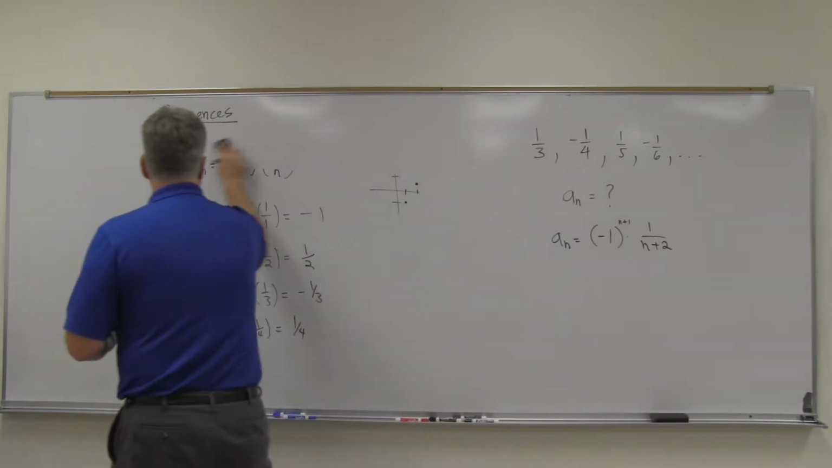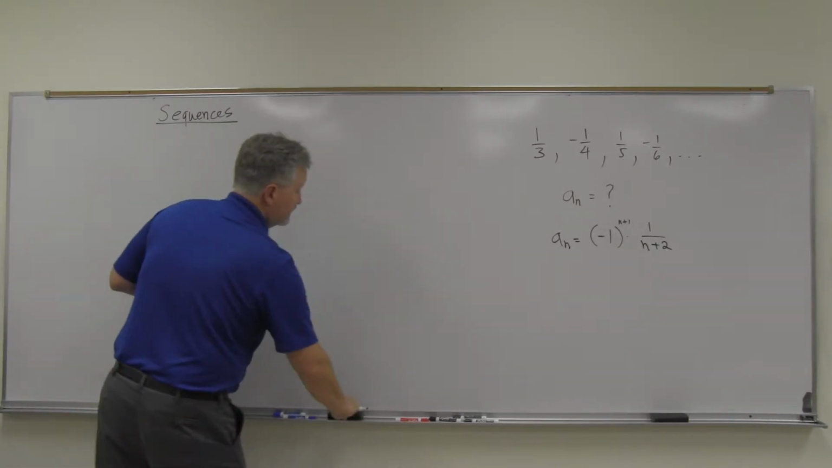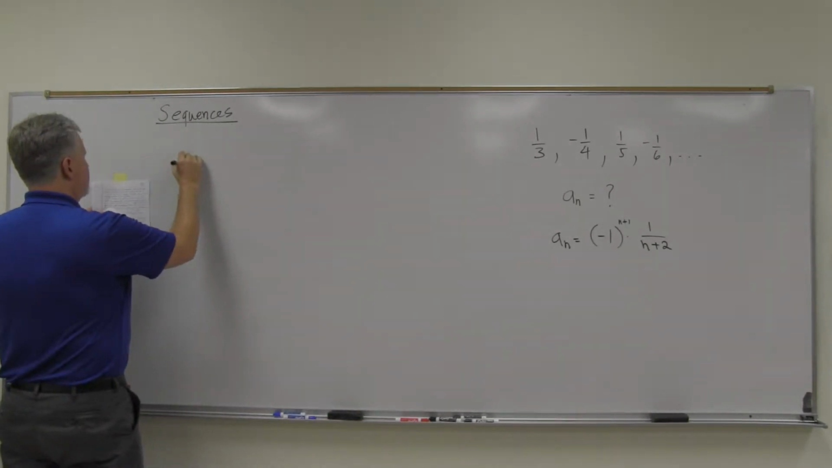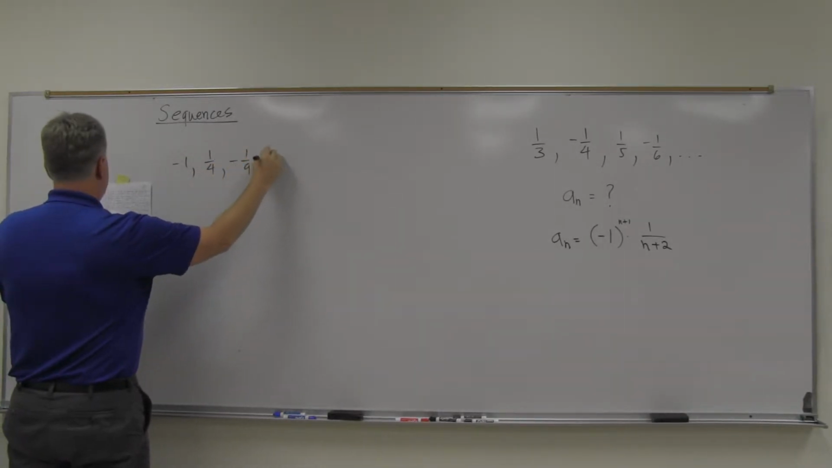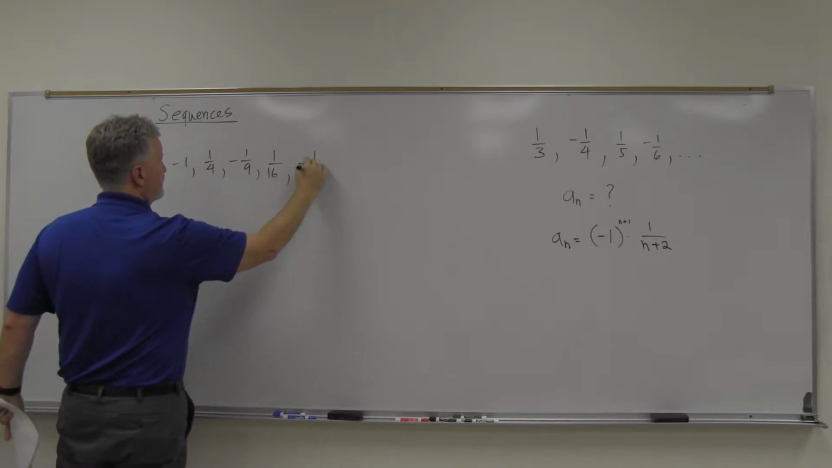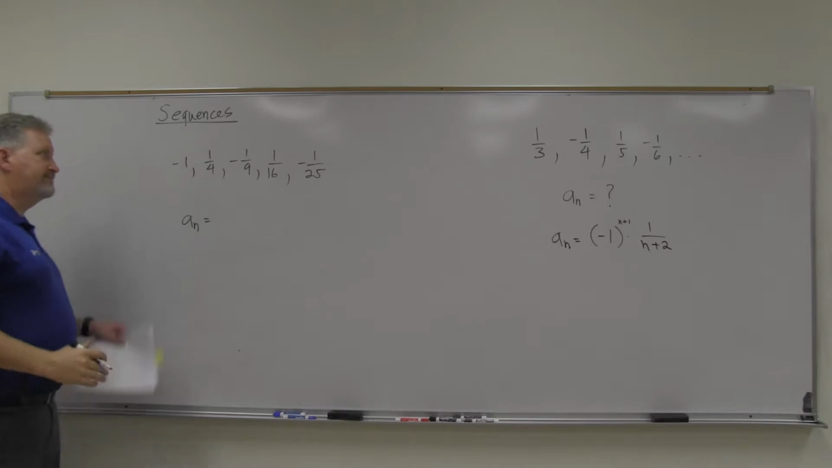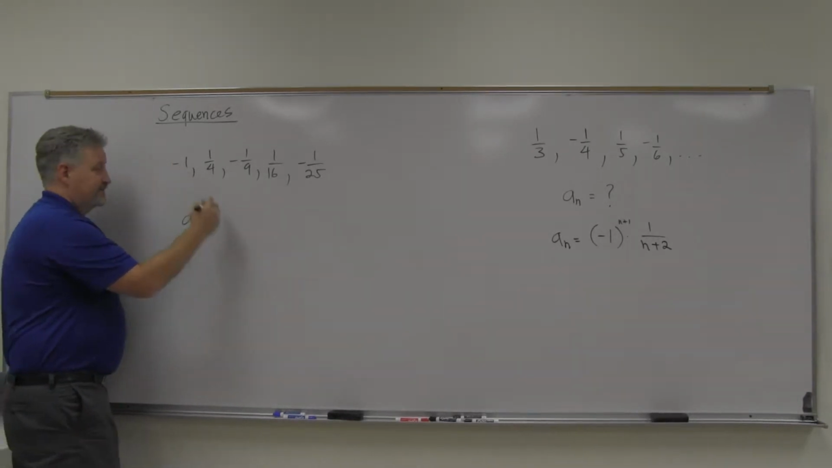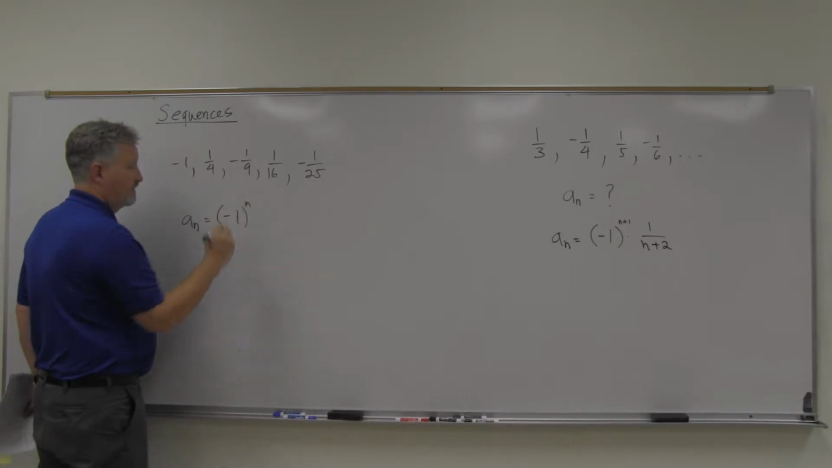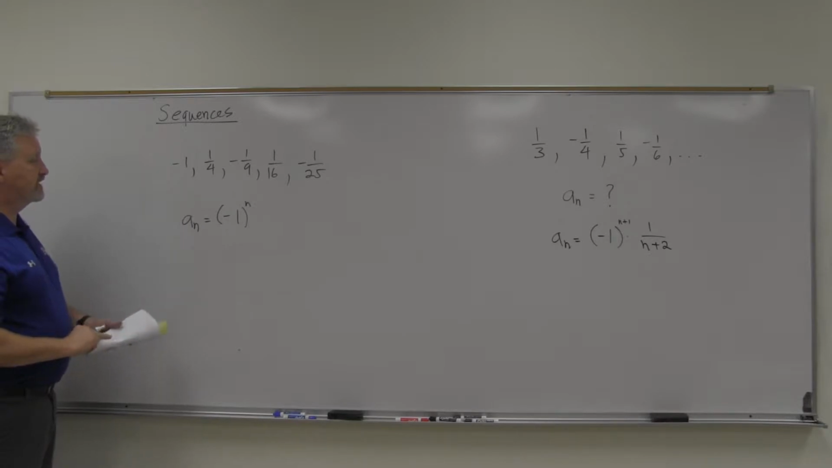All right, here's another one. -1, 1/4, -1/9, 1/16, -1/25. So again, we've got the alternating signs. We start off with the negative, so just -1 to the n would get it, because the first one is negative, so -1 to the 1 would work.